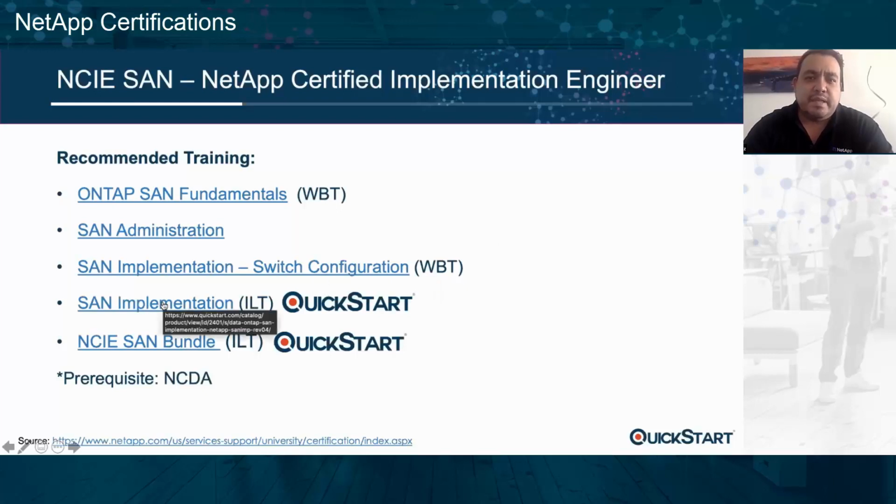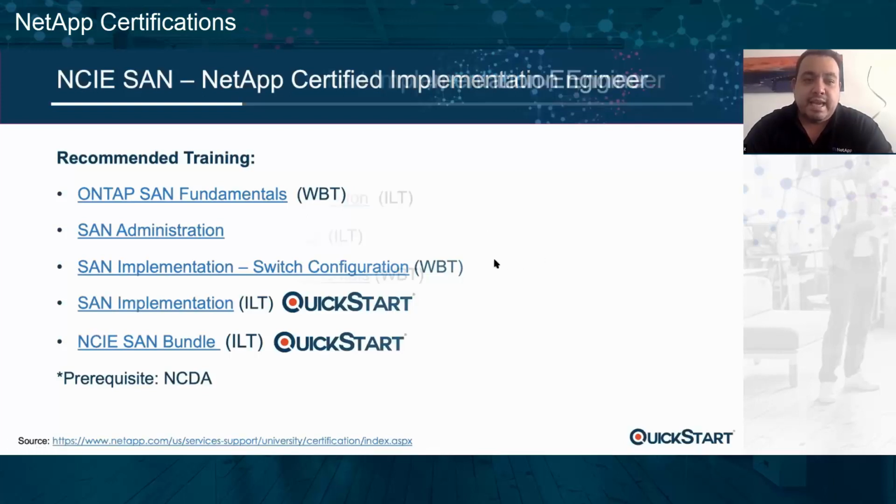You can take the SAN implementation that we offer. That's a 3-day course. And also you can take the NCIE SAN bundle. That's a 5-day course, and we show you most of the things that you need to know for the test. Now, this is not a certification course. We give you many tools so you can pass a test. But you might need to go and read a few more things if you want to pass that NCIE SAN. Again, if you want to pass that NCIE SAN, you need to know basics on Cisco and Brocade as well.